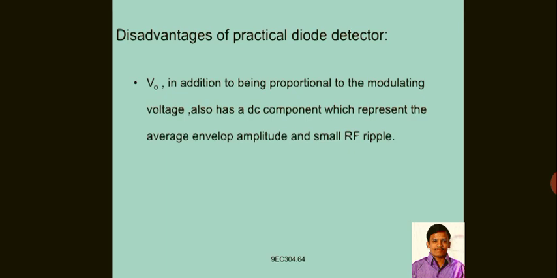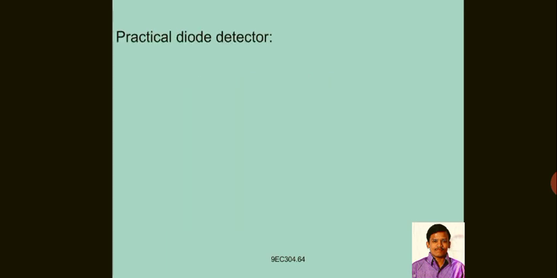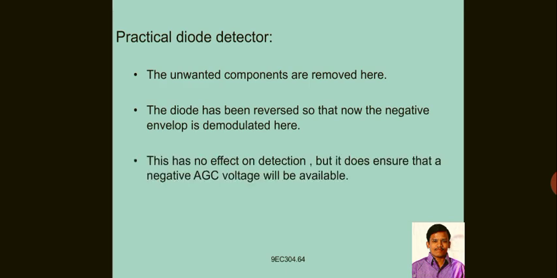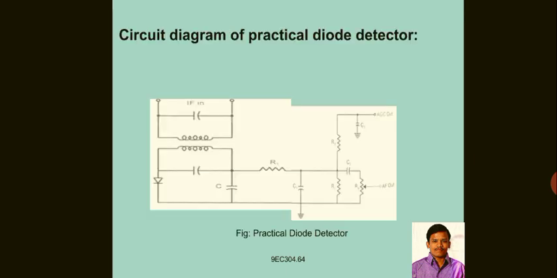Now just look at the practical diode detector. The unwanted components are removed here. The diode has been reversed so that the negative envelope is demodulated here. This has no effect on detection, but it does ensure that negative voltage will be available. So this is about the practical diode detector.